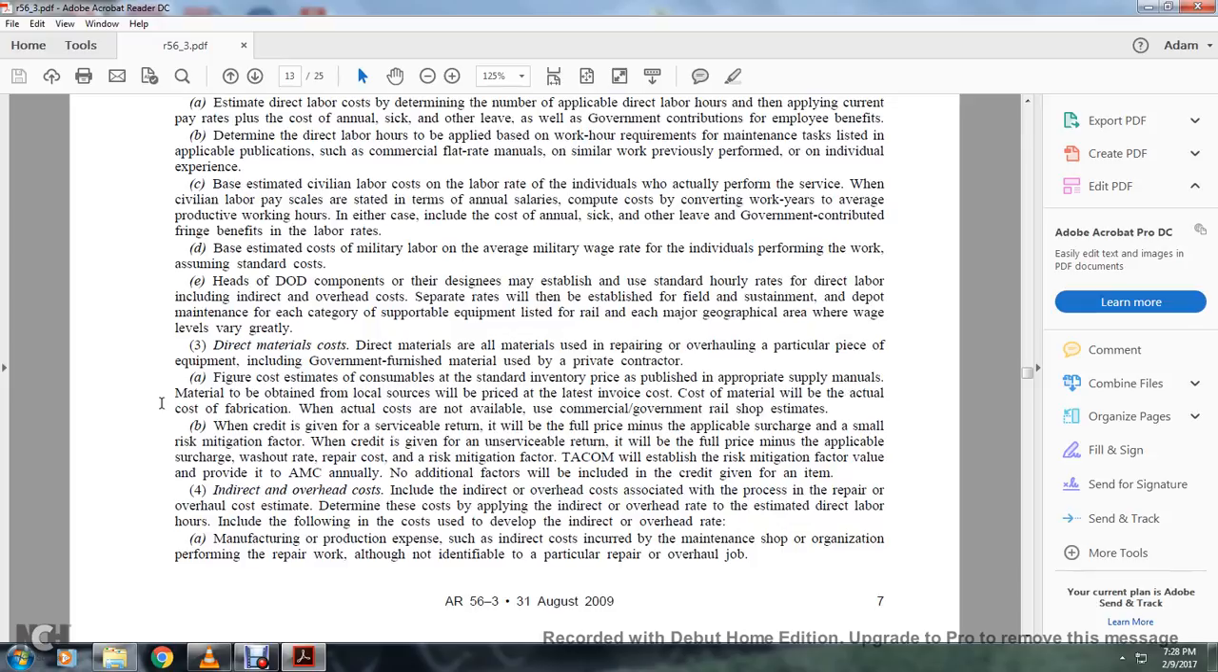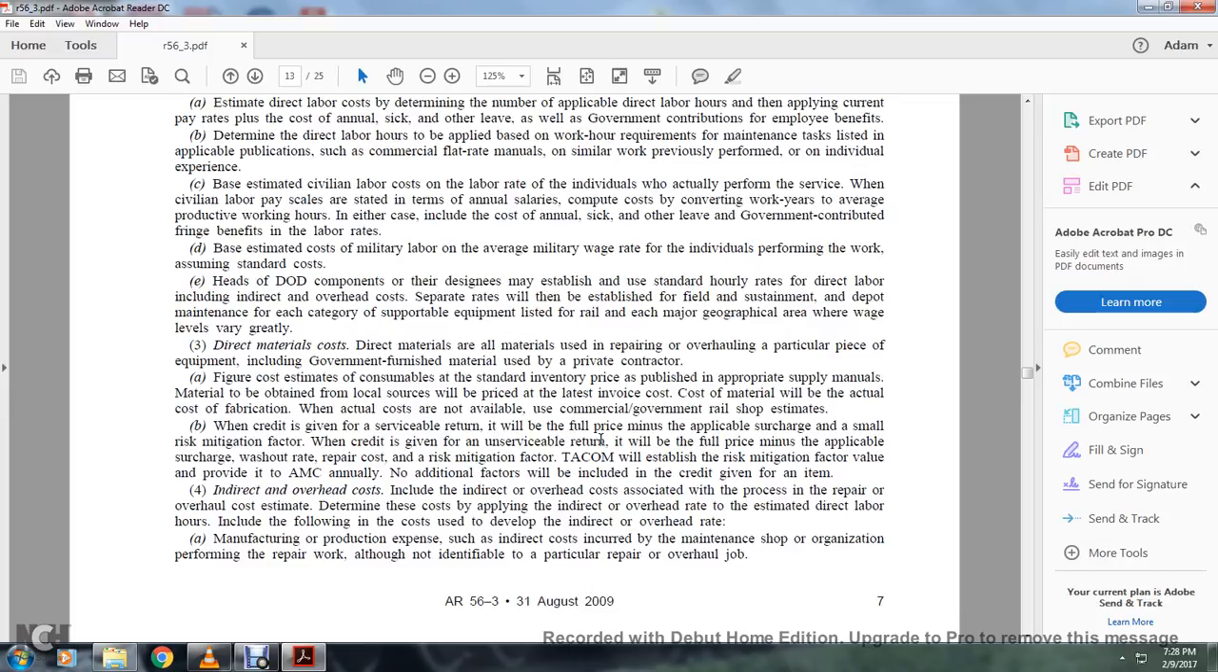The cost of material will be the actual cost of fabrication. When actual costs are not available, use commercial, governmental, or rail shop estimates. When credit is given for the serviceable return, it will be applied. When credit is not given, the serviceable return will be priced at the full price minus the applicable surcharge.